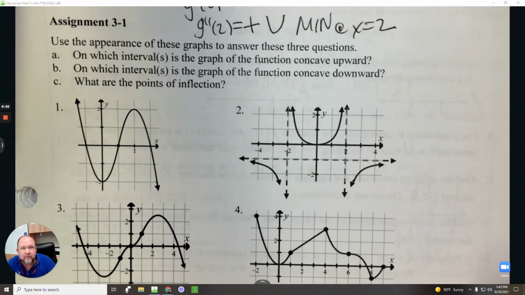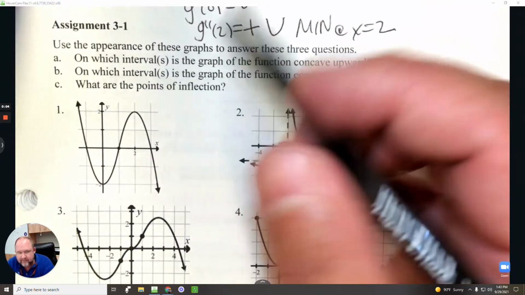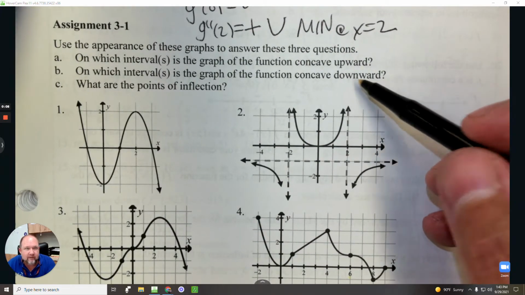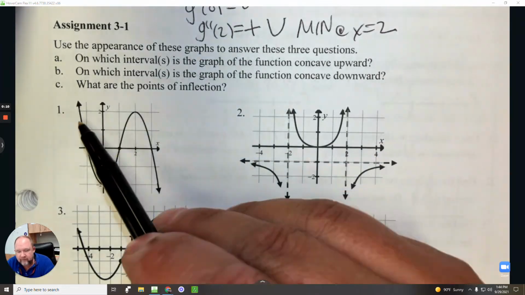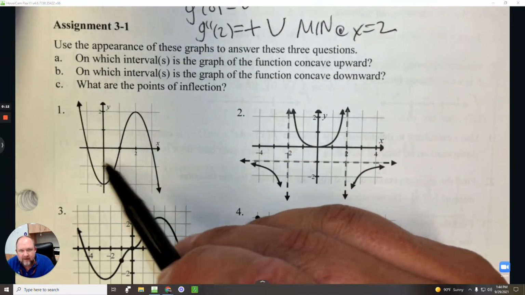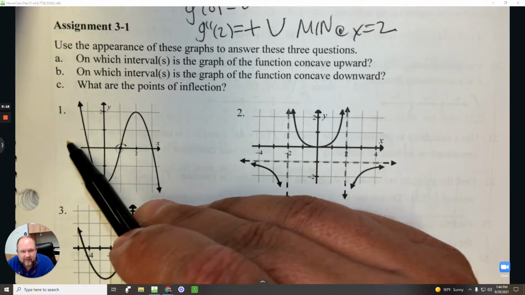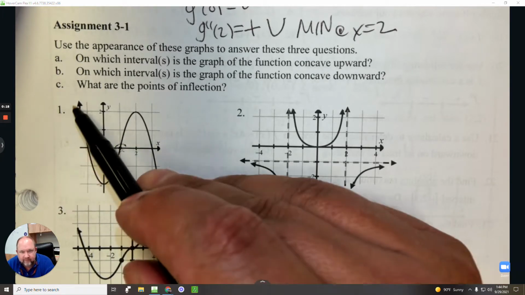All right, assignment 3.1. So we want to answer the questions, where is it concave up, where is it concave down, and where's the point of inflection? So if I look at number 1, it's concave up all the way to here. So from negative infinity to positive 1, it's smiling.